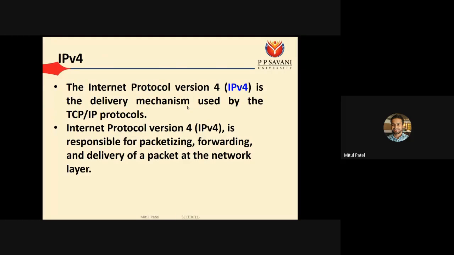So whenever you want to deliver your message from one hop to the second hop, or from one router to another router, at that time you require the packet. So what should be the format of the packet? What type of information do you have to add in your packet? All this information can be provided by the IPv4 protocol. Okay. For example, we can relate this with our post office.